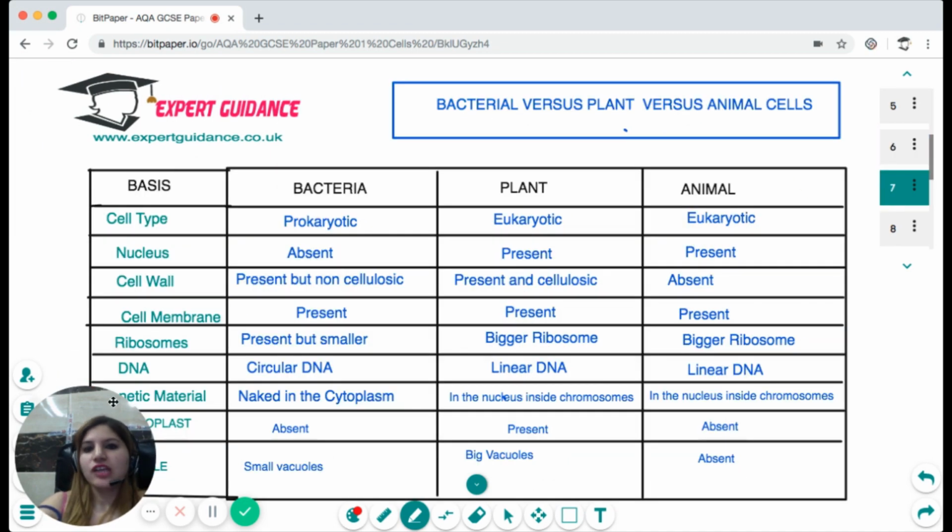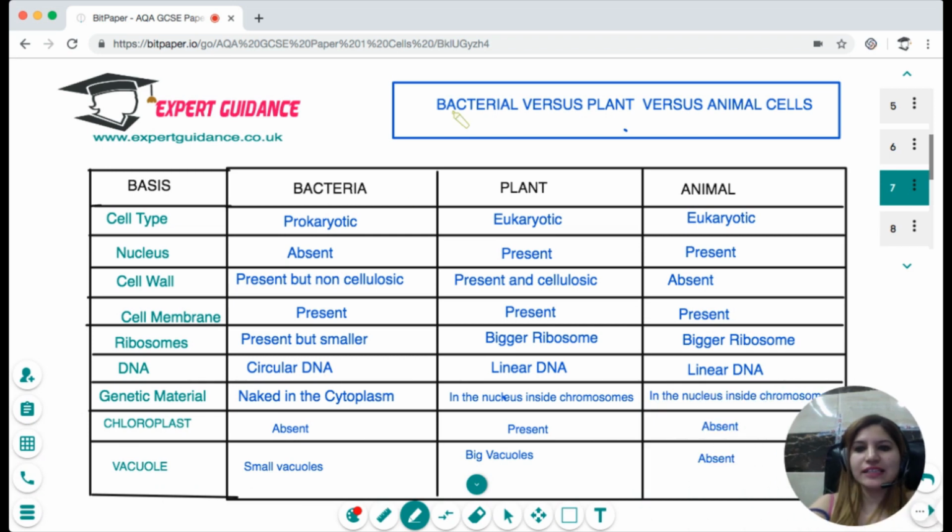Okay, so now these are the similarities and the differences between the bacteria, plant, and animal cell. Bacteria is prokaryotic, plant and animals are eukaryotic. The nucleus is absent in bacteria but present in both plant and animal cell. Cell wall is present in bacteria but non-cellulosic. Remember, in a plant cell it is cellulosic, in animal cell it is completely absent. Cell membrane is present in all. In bacteria, ribosomes are smaller, but in plant and animal cell they're bigger.